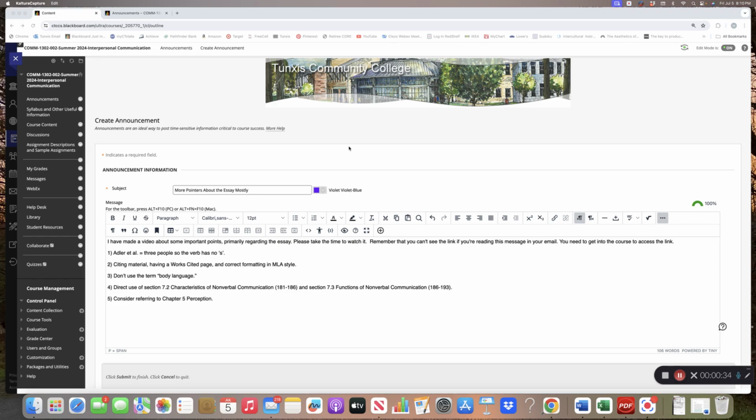When you're referring to the authors of the textbook, according to MLA, when there are three or more authors, you write it as Adler et al. There's a period after al, and that is Latin for Adler and the others. There are three authors, so you have to make sure that the verb does not have an S at the end. If it was one author, you would say something like Adler says, but when you use et al, it becomes Adler et al. say. So just make sure you're doing that correctly.